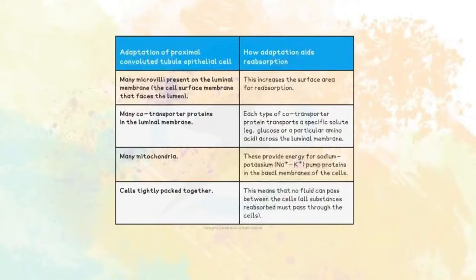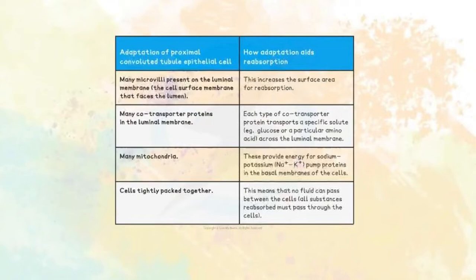start the lesson today. And the proximal convoluted tubule is adapted to its function by changes in its structure. So the lining of the proximal convoluted tubule is composed of a single layer of epithelial cells, which are adapted to carry out reabsorption in several ways. So they have microvilli, they have co-transporter proteins, they have a high number of mitochondria, and they are also tightly packed together to maximize the amount of reabsorption. So we're going to start by talking about glucose, whereas water and salts are reabsorbed in the loop of Henle and in the collecting duct.